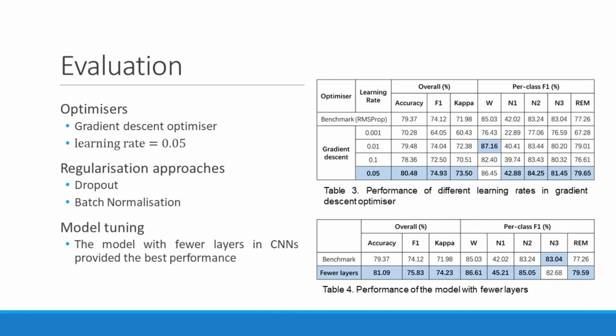For the network architecture and model tuning, experiments were conducted with different optimizers, regularization approaches, and numbers of layers in the CNN structure. Gradient descent optimizer with 0.05 learning rate achieved the best performance. Dropout and batch normalization had similar regularization performance. The proposed model, with fewer layers in CNNs, had half the number of trainable parameters compared to the benchmark model, which provided the best performance among all the experiments and outperformed the benchmark model.